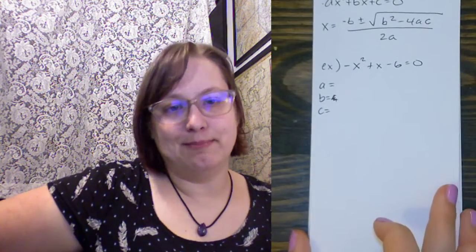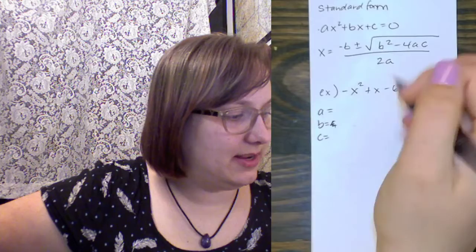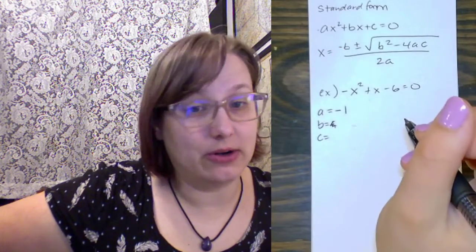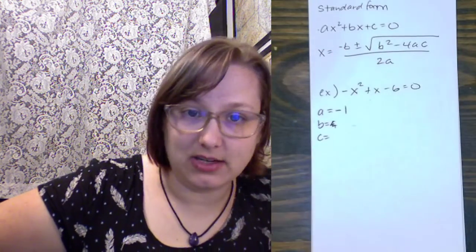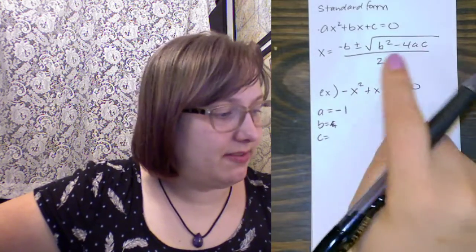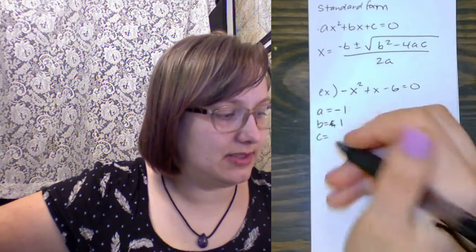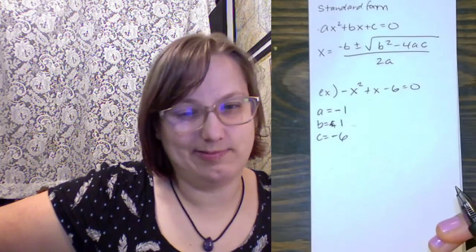It's fine. So a, see how a was right in front of the x squared? So right in front of this x squared is a negative. So a is negative 1. We don't include the x squared. It's not part of this, it's just a placeholder. b is in front of the x. So b is 1. And c is the last number. c is negative 6. Okay.